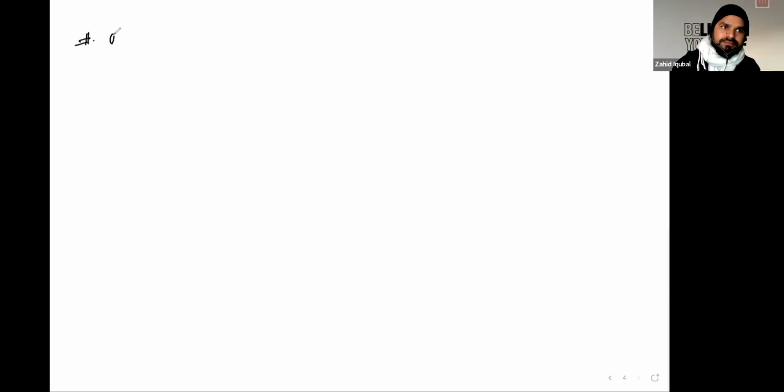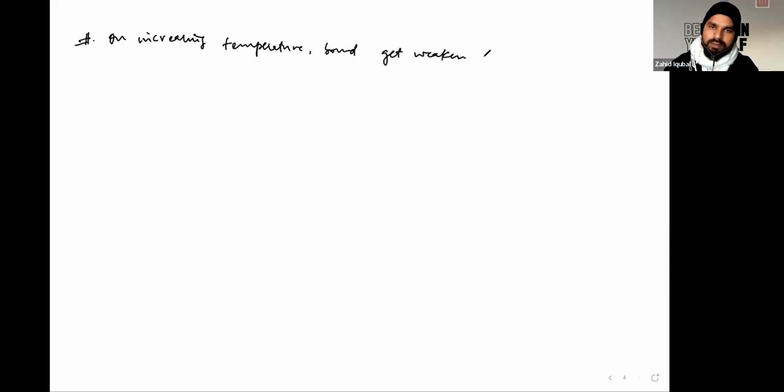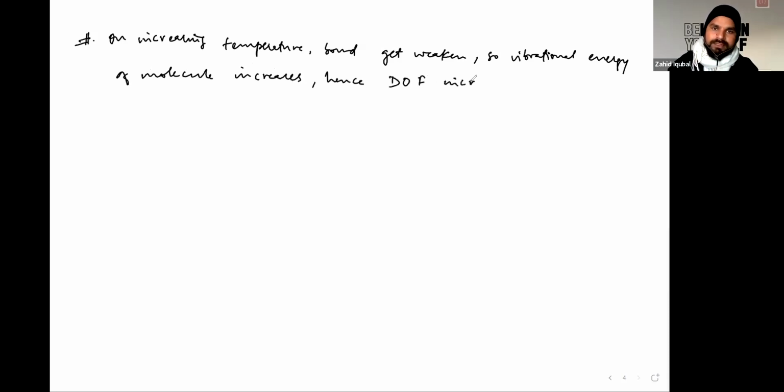So we can say on increasing temperature, bonds get weakened. So vibrational energy of molecule increases. Hence, degree of freedom increases. Is it clear? Yes, sir.